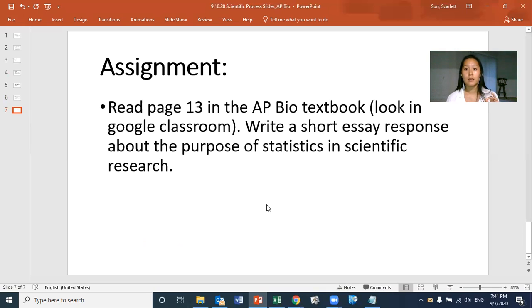And then you're going to write a short essay response about the purpose of statistics in scientific research, right? Why is it important? Why do we do it, right? Why are you putting math and science together? How are they related, right? All of that in a short essay response, and then submit it in Google Classroom. I'll have it graded, and then I'll be up in focus. That's all I have for this.